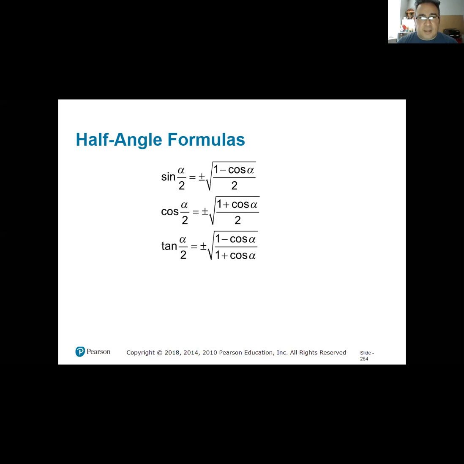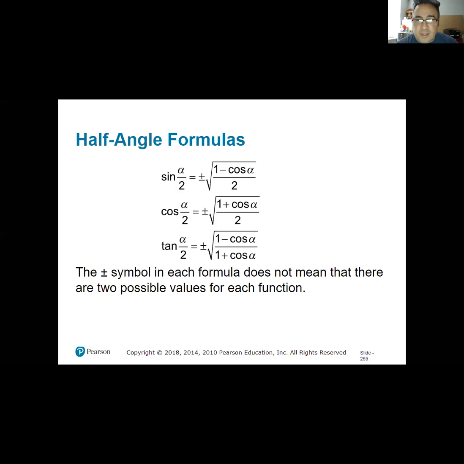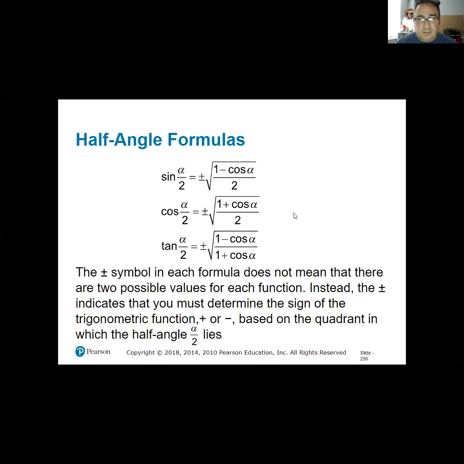So let's see how these apply. Remember, you have a plus or minus here, right? That plus or minus doesn't mean that you have two answers. You're only going to have one, and it depends on where the angle alpha over 2 is going to lie, right? So it says the plus or minus symbol in each of the formulas does not mean that there are two possible values for each function. Instead, the plus or minus indicates that you must determine the sign of the trigonometric function based on the quadrant in which the half angle alpha over 2 lies. Okay? So that means wherever the angle lies, that's going to be your plus or minus.